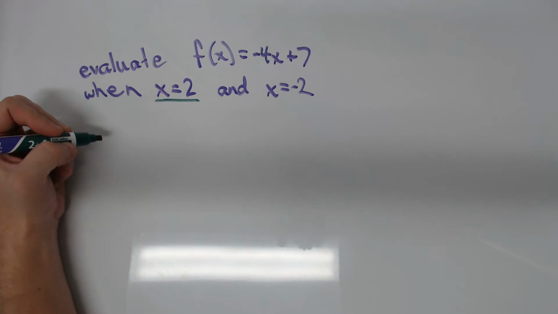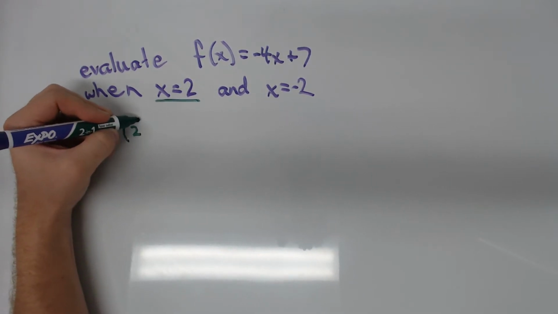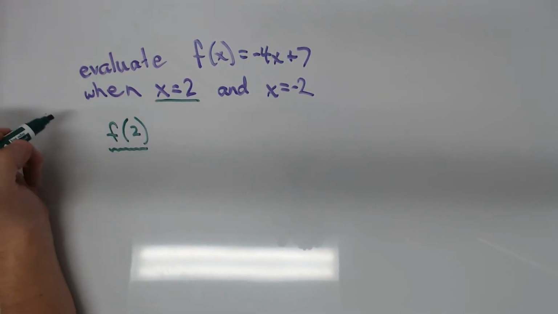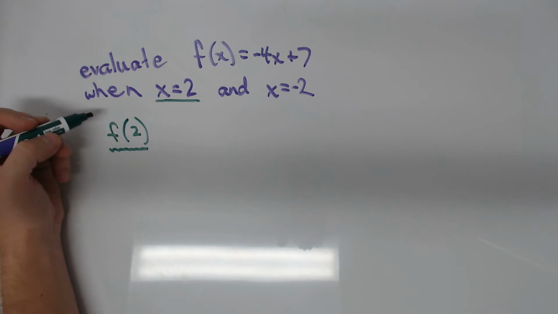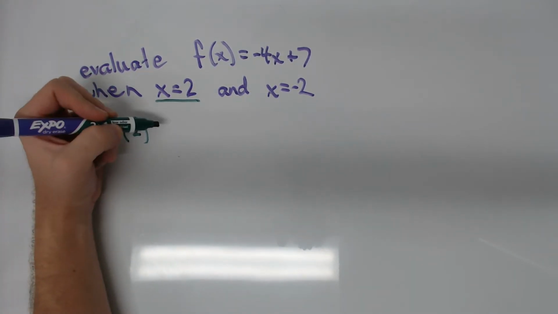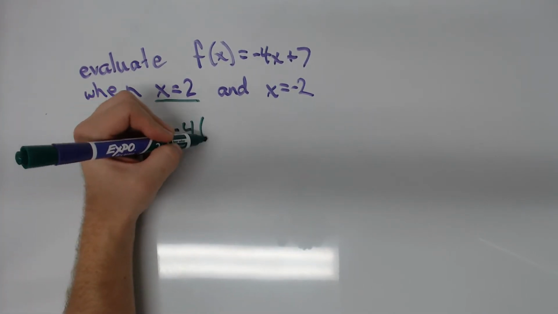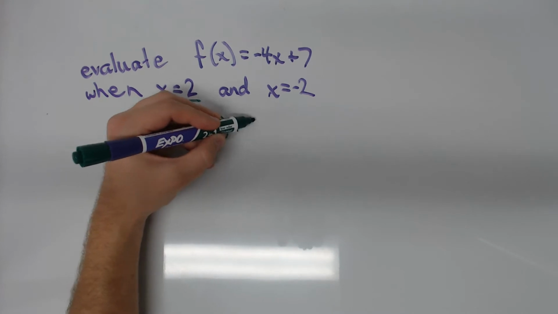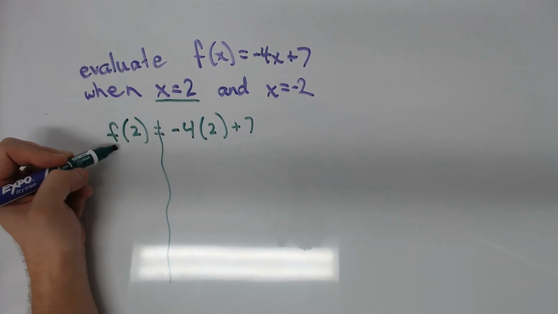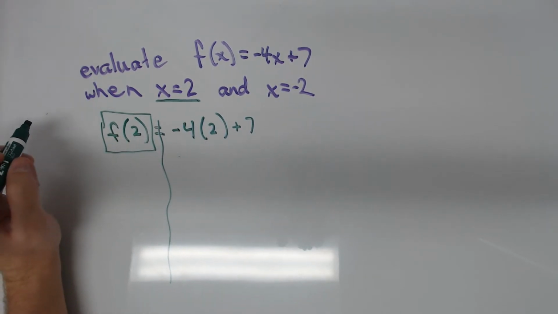So the way we write this is, what are we replacing x with? 2. Okay? This doesn't mean we do any math. This doesn't mean I do f times 2. This is just a reminder what we plugged in as an input. Equals negative 4 times 2 plus 7. I will not do anything over here. This stays the same. This is going to be part of our answer.